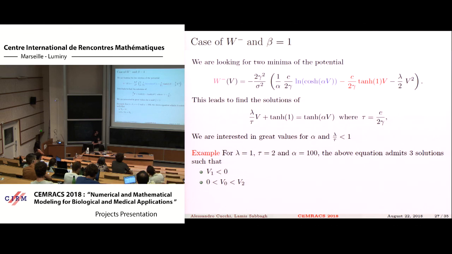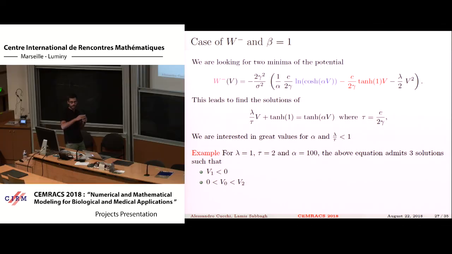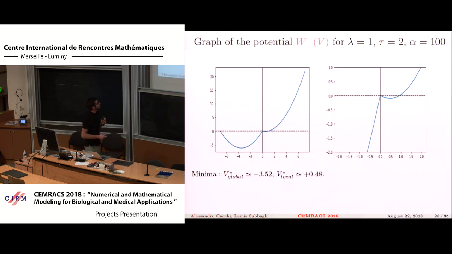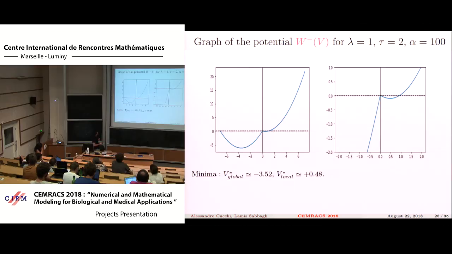Even if this analysis seems easy for finding these two intersections, when we find the solution of this equation on the positive axis and put it in the values of W, W still has a great difference: it is bigger on the negative side than on the positive side. For example, if we take lambda equal to 1, tau equal to 2, and alpha 100, this equation has three solutions: V1 less than 0, and two solutions V0 and V2 strictly positive. As I told you before, we are able to see one minimum and another minimum here, but it is clear that this value is much stronger than this one. And this happens for any type of parameter.